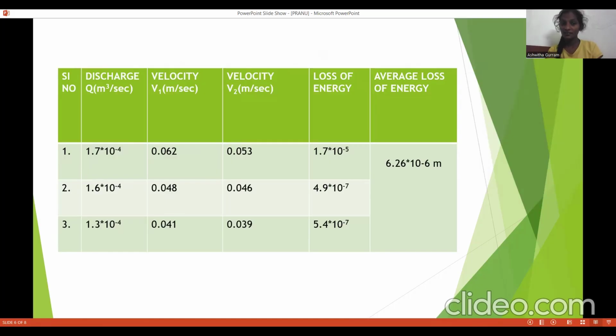When the discharge is 1.6 into 10 power minus 4, the velocity V1 is 0.048, velocity V2 is equal to 0.046. The loss of energy is 4.9 into 10 power minus 7. When the discharge is 1.3 into 10 power minus 4, the velocity V1 is equal to 0.041, velocity V2 is equal to 0.039. The loss of energy is 5.4 into 10 power minus 7.